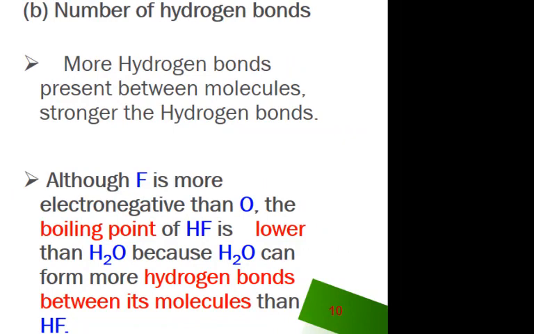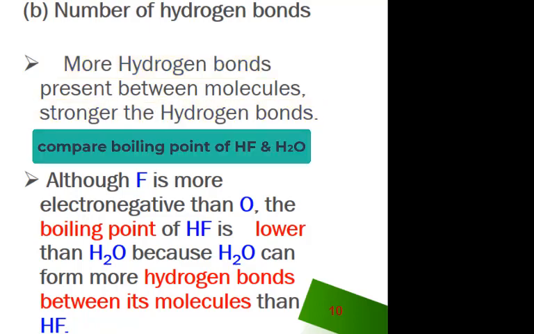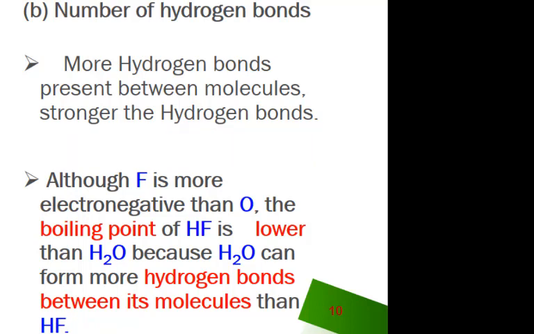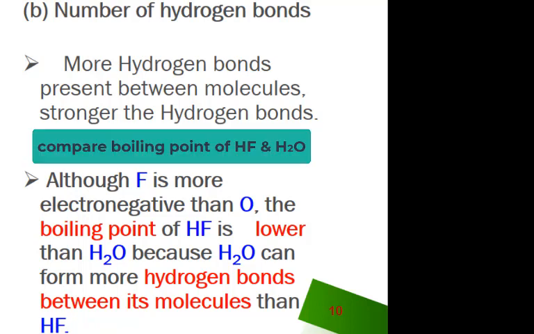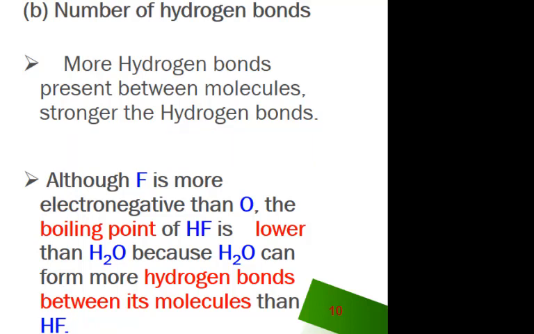Another factor that influences the strength of hydrogen bond is the number of hydrogen bonds present between molecules. The more hydrogen bonds present between molecules, the stronger the hydrogen bond. This factor can be used to compare the boiling points of HF and H2O. Although F is more electronegative than O, the boiling point of HF is lower than H2O because H2O can form more hydrogen bonds between its molecules than HF.